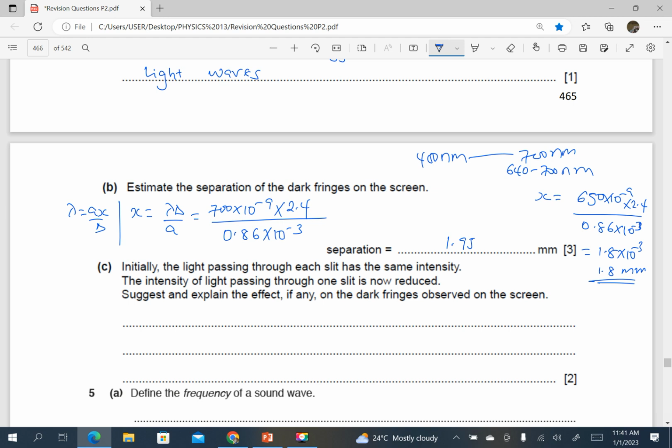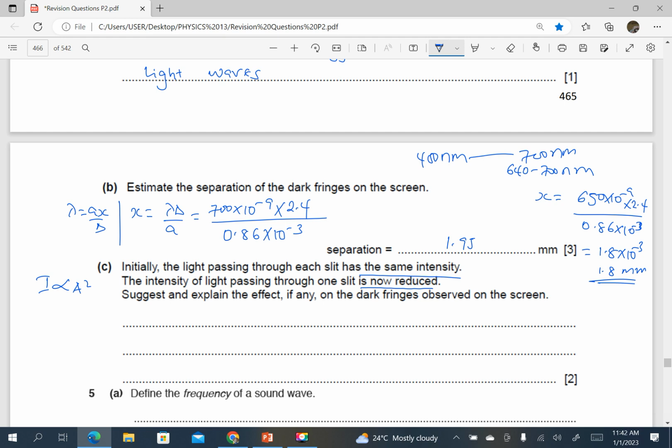Initially, the light passing through each slit has the same intensity. That means the amplitudes were the same because remember, intensity is directly proportional to amplitude squared. The intensity of light passing through one slit is now reduced. So the amplitude of light from one of the slits is no longer the same as the amplitude of light from the other slit. What does that mean? Total destructive interference is not observed. There is no total cancellation.